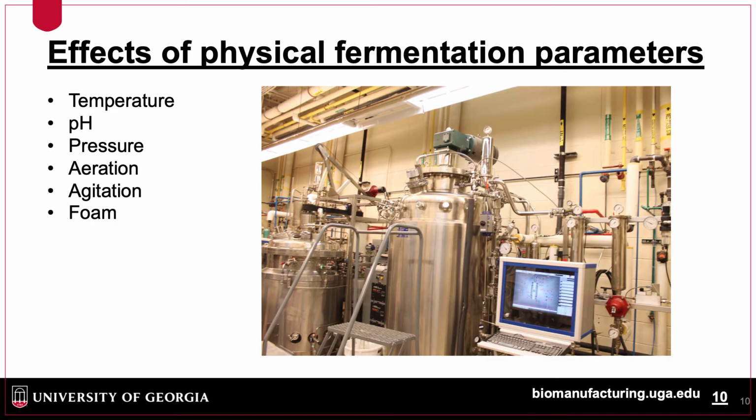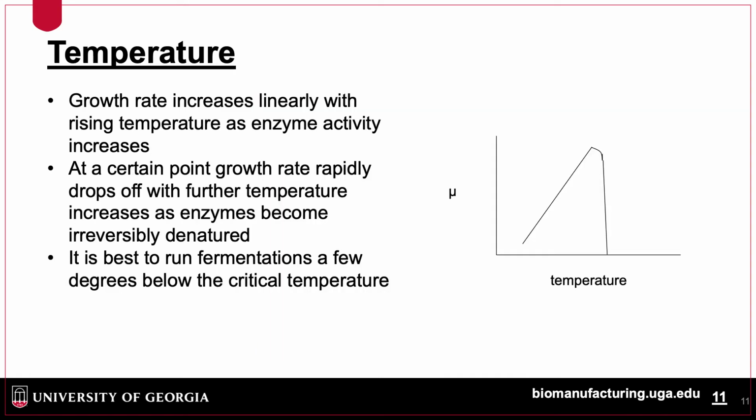Other parameters that affect growth include temperature, pH, and pressure, as well as aeration and agitation, which are linked, and foam. Foaming is the process when fermentation byproducts or dead cellular material reacts with air, creating bubbles which carry out of the vessel. We will discuss strategies to manage foam later in the lecture. Growth rate increases with temperature until the temperature limit of organisms. At this point, cellular machinery degrades, leading to cell death.